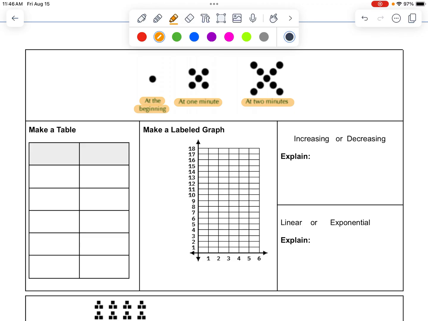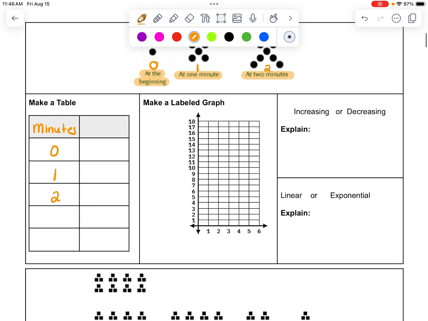I apologize. That means that the label at the top here is going to be minutes because the pattern is changing every minute. At the beginning really means 0 minutes, and then there's 1 minute, and then there's 2 minutes. So I'm going to fill in 0, 1, and 2. Now, I'm noticing the numbers of minutes are going up by 1 each time here. So the next number would be 3 and then 4.